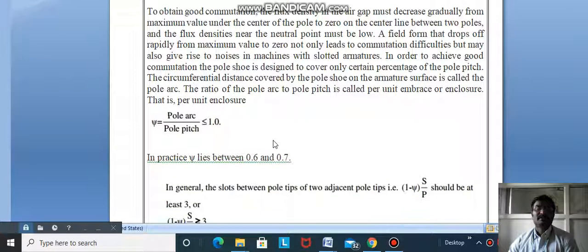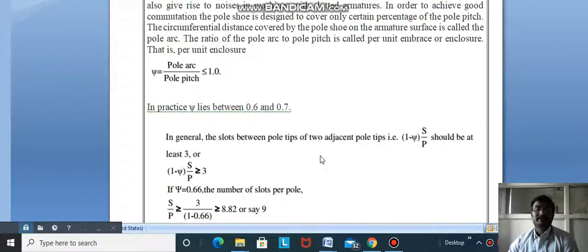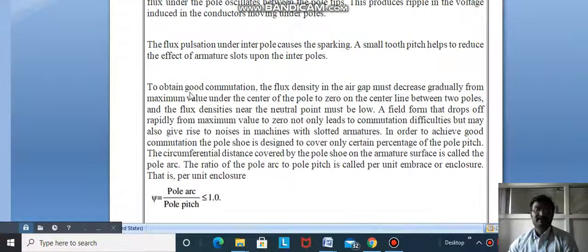So the number of slots per pole is 9. To obtain good commutation, the flux density in the air gap must decrease gradually.